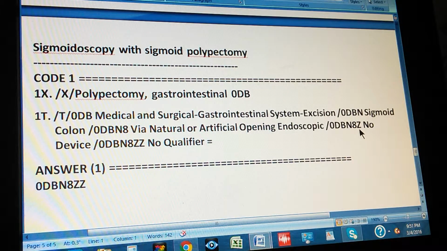And the next one is Z. Z for no device. It means we don't leave anything in the body, like a graft or a pacemaker or anything that wasn't there. And the last character is? Another Z, because we don't need a qualifier, which means we don't need an extra character to identify this procedure. So the equal sign means we double check this procedure, and the answer is 0DBN8ZZ.